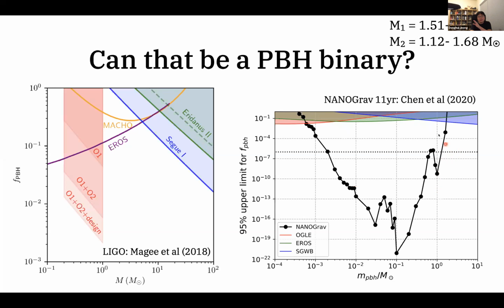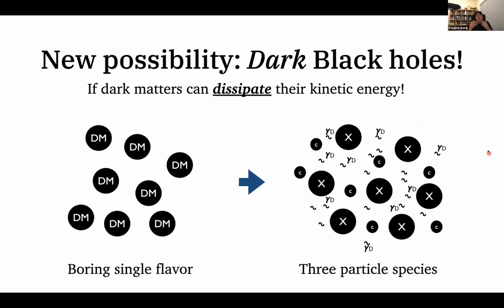And in the mass range that we are looking at, this constraint goes like 10 to the negative 4, 10 to the negative 7. That is far below the gravitational waves ability, right? But here comes our new idea. We suggest that if dark sectors, dark matter, can dissipate their kinetic energy, then they can create black holes made out of mainly dark matter. That's why we call these dark black holes.